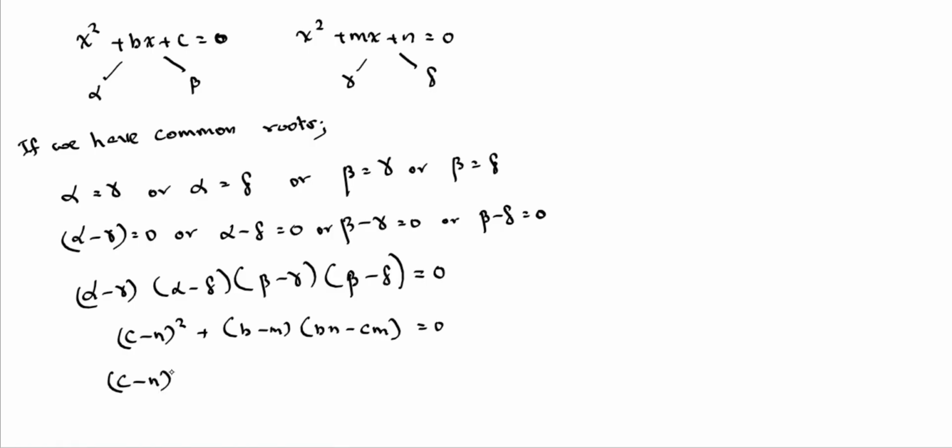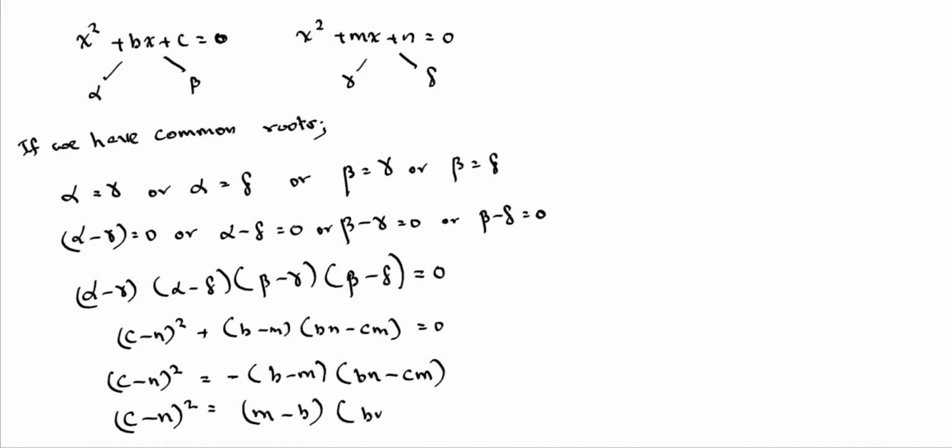C minus n whole thing squared equals, take this to this side, you will have minus b minus m, bn minus cm. So put minus inside, you will have m minus b, bn minus cm. Here you go, you have the answer. Now we proved that if we have common roots, then this happens. If this happens, this happens. Okay, this part is done.